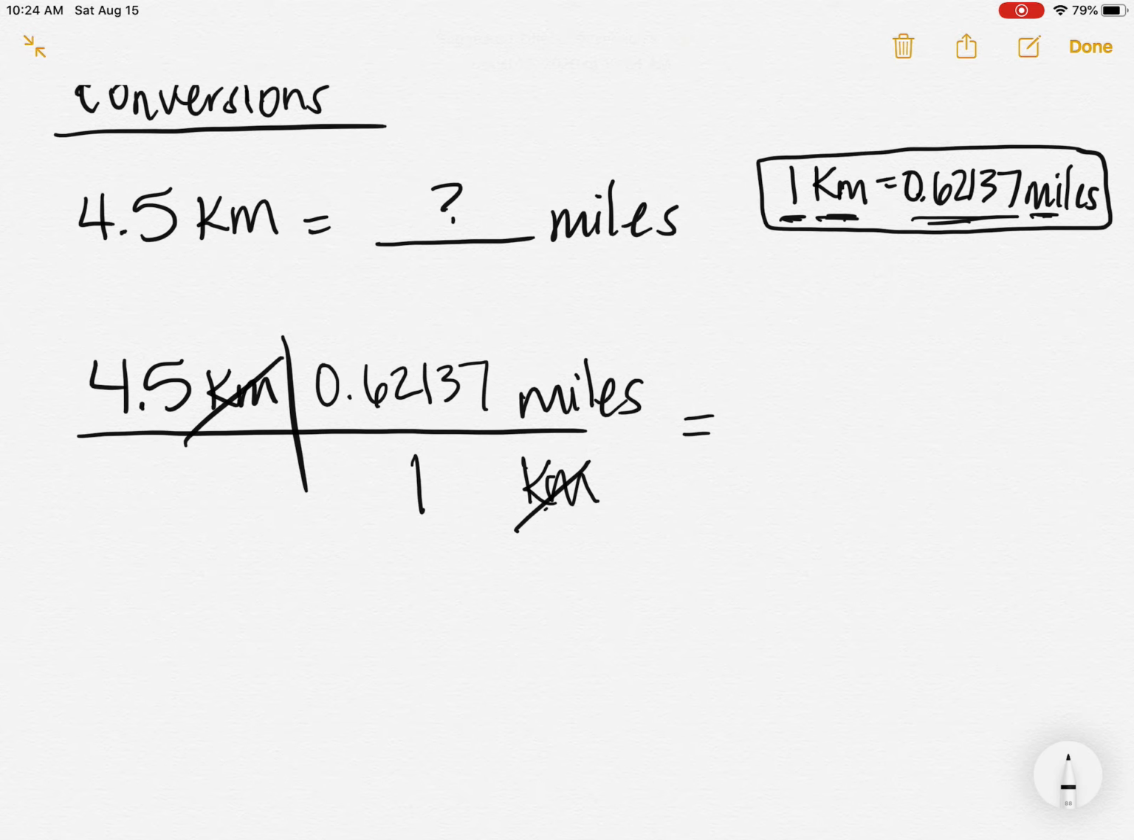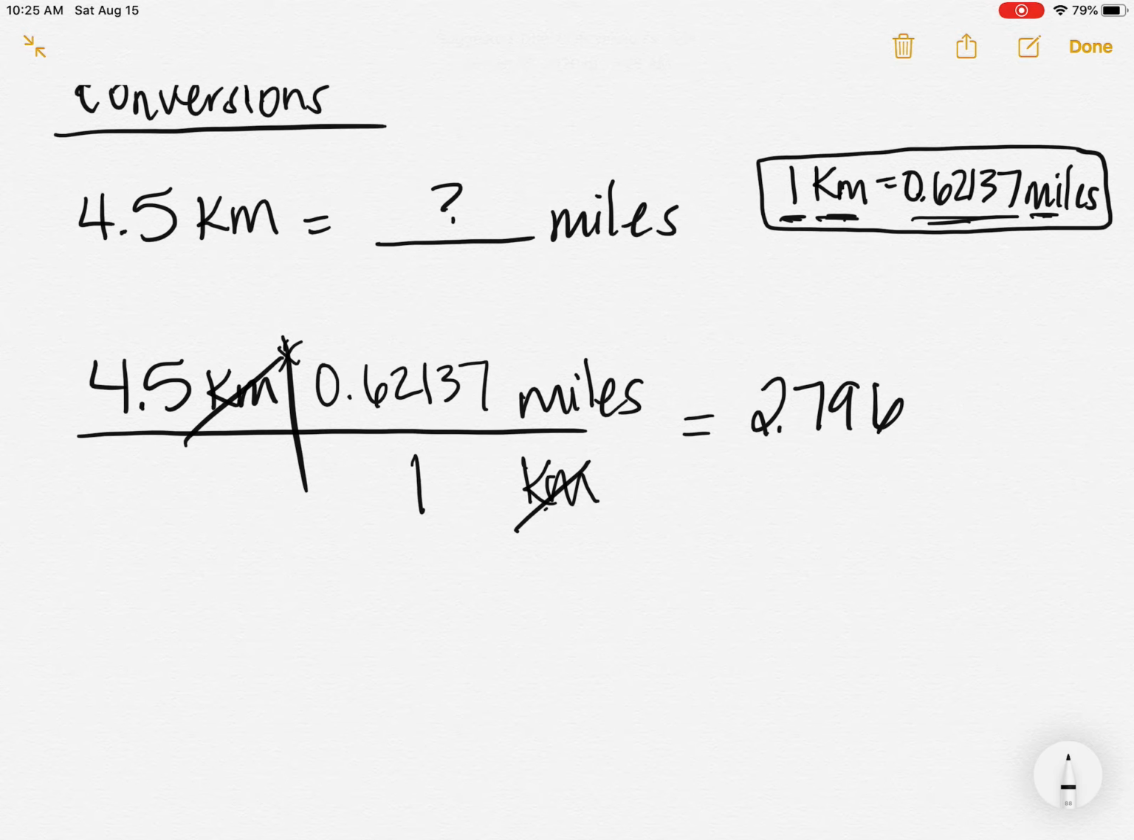So in this case, I have 4.5 times 0.62137. So of course we'll get a calculator. 4.5 times 0.62137, and I get 2.796 and some change. I know everybody's going to ask, where do we round to? We'll deal with that in a later video because it's actually another topic of discussion.